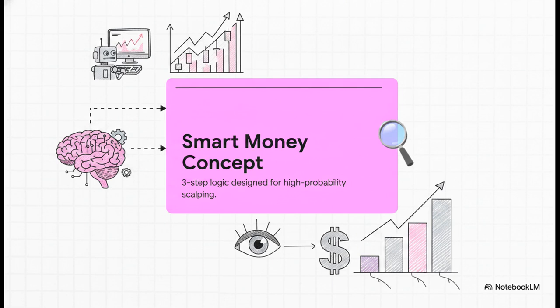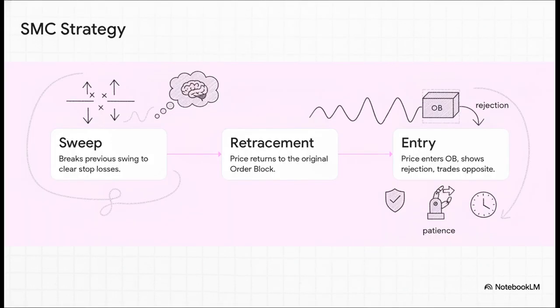Basically, this is a high-probability strategy that actively tracks massive institutional capital movements to find strategic entries. The bot is literally scanning the charts, hunting for very specific large-scale institutional footprints so it can just ride their coattails. And the engine follows a super strict 3-step sequence to do this.